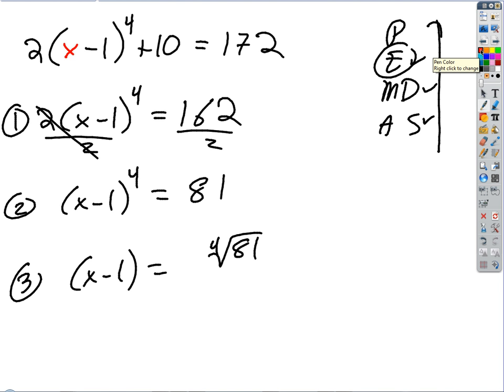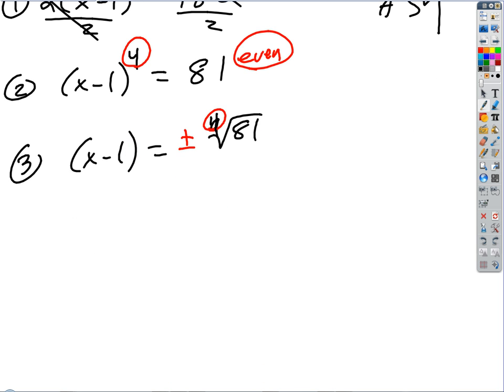Plus or minus. How come? Because it's an even root. Because those are even, right? I have to have that plus or minus there, right? And yeah, I kind of wrote over my 4, but there's my 4. Okay, so then I can simplify that. I'm not going to a next step yet. I'm just going to turn that into a number. x minus 1 equals plus or minus, what is the fourth root of 81? 3.